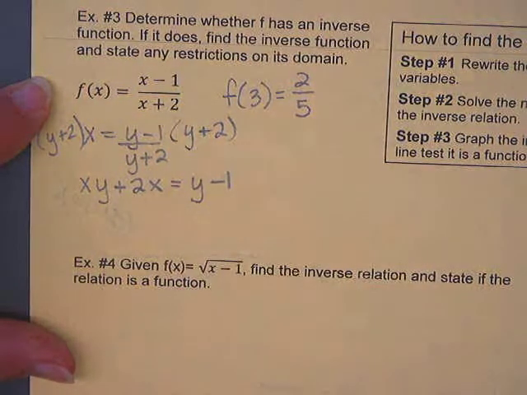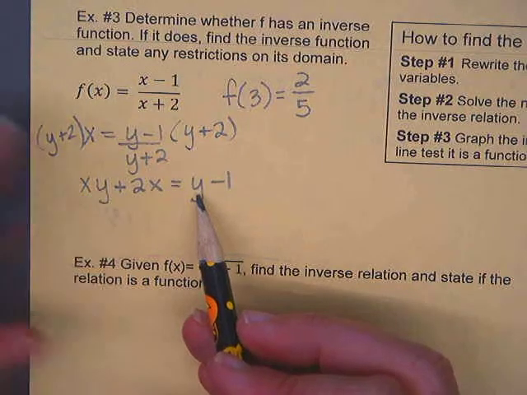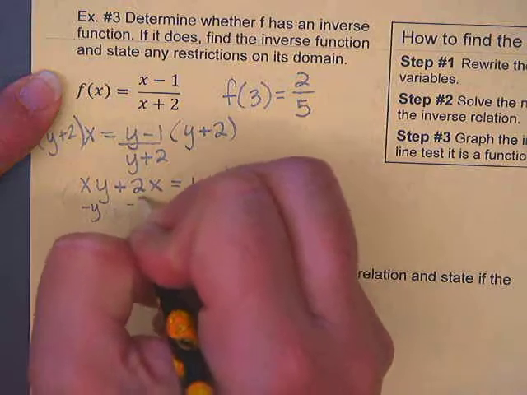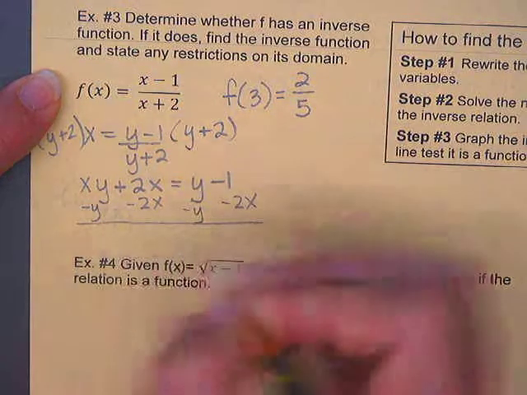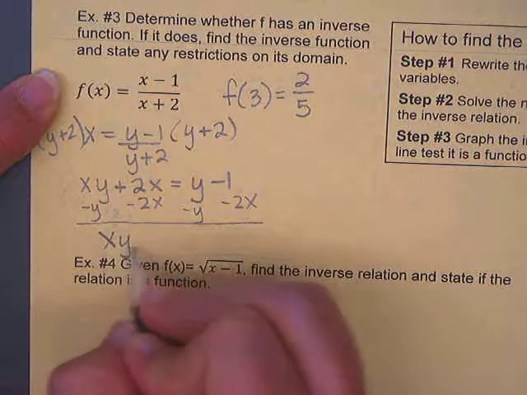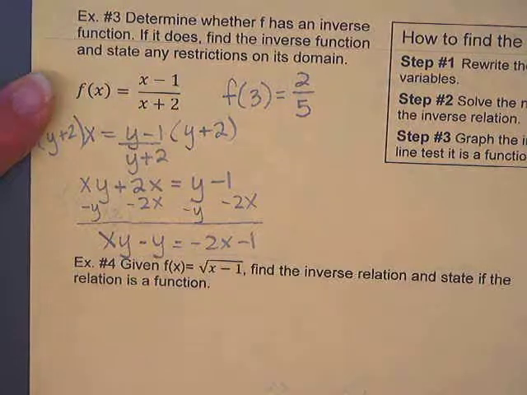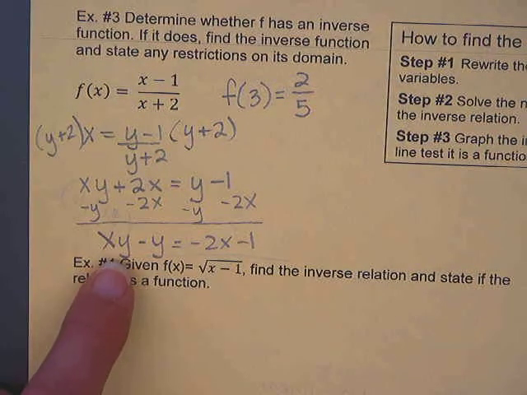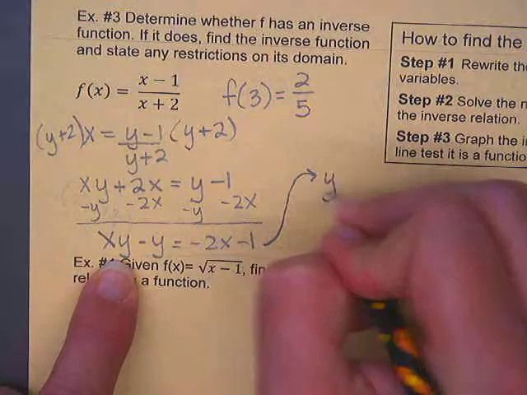And using the distributive property, x times y plus 2 times x is equal to y minus 1. If I want to isolate the y, I need to put all the variables with y on the same side. So let's subtract a y, and we're going to subtract this 2x. So I now have x times y minus y is equal to negative 2x minus 1. I still don't have the y isolated, but now I have two terms that both contain a y, and I can factor out that y.